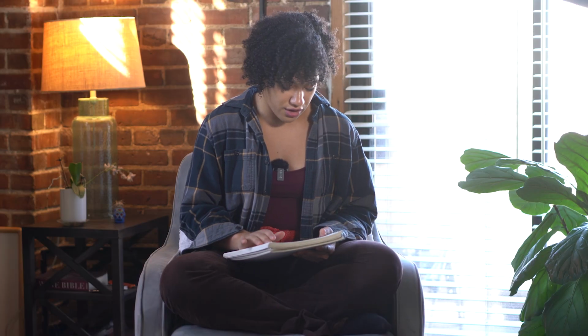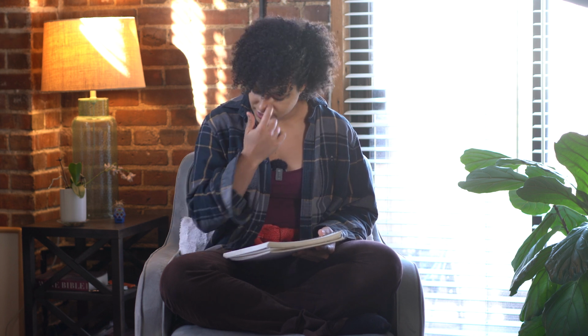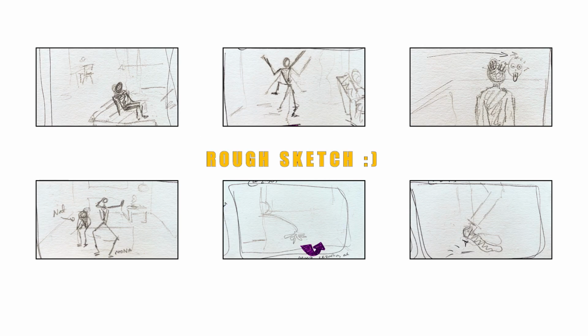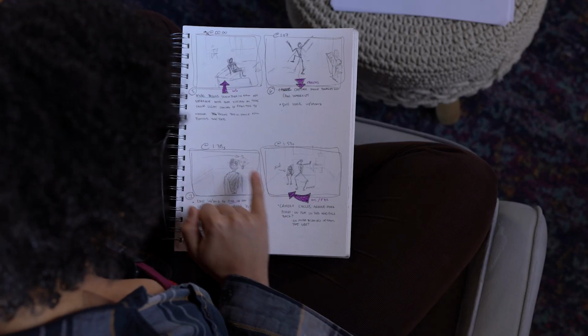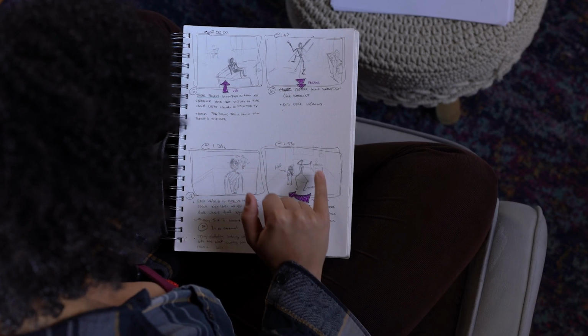The first thing that you're going to notice is that you have these blocks, and these are true no matter if you're using a template or if you're creating it yourself. You're going to have these blocks that correspond to the framing of your camera. Then within the blocks, you're going to have a rough sketch or a photograph or some kind of visual representation of the main part of your scene.